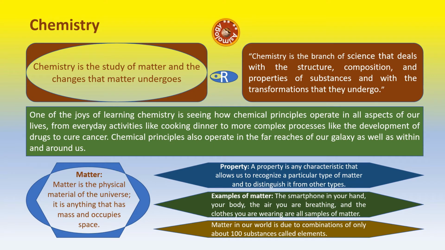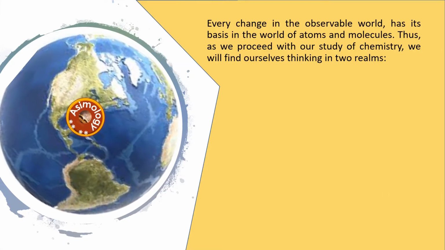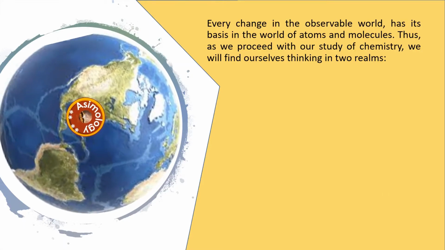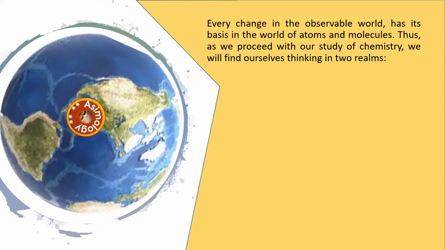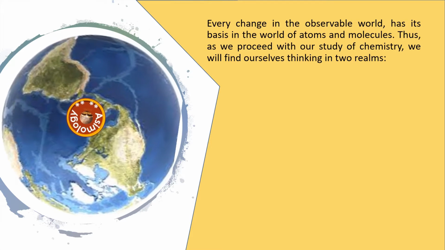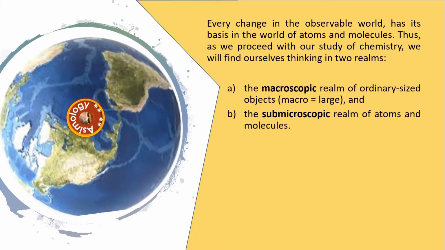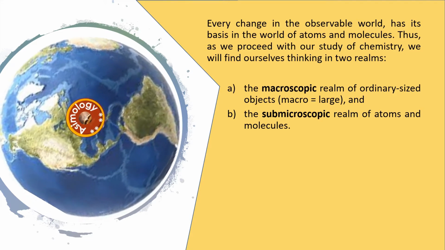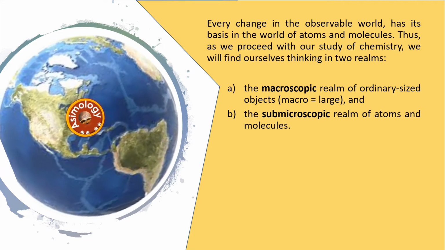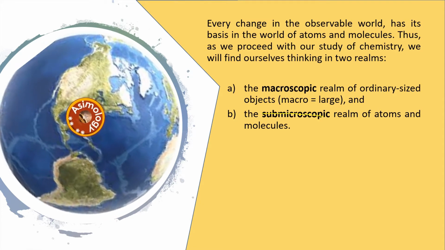Matter in our world is due to combinations of only about 100 substances called elements. Every change in the observable world has its basis in the world of atoms and molecules. Thus, as we proceed with our study of chemistry, we will find ourselves thinking in two realms: A. The macroscopic realm of ordinary-sized objects, macro equals large, and B. The submicroscopic realm of atoms and molecules.